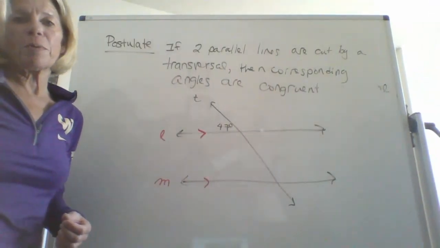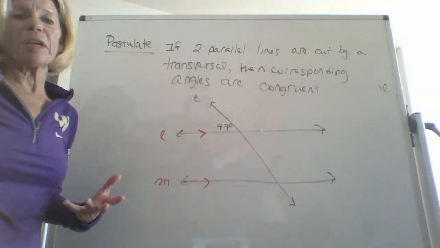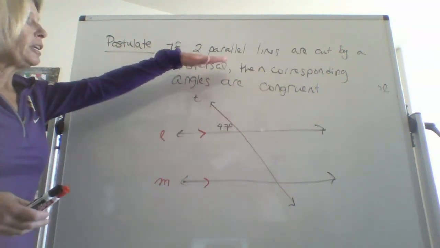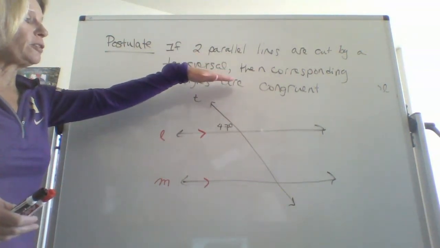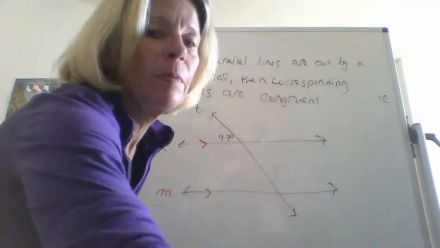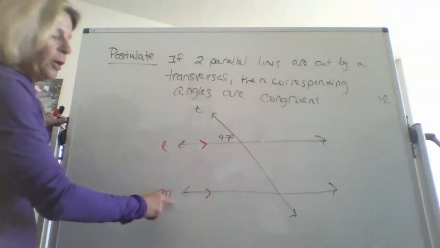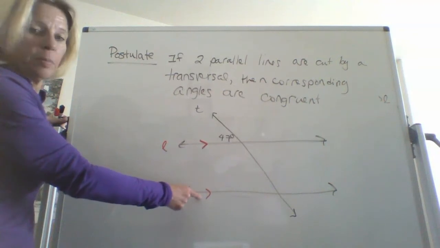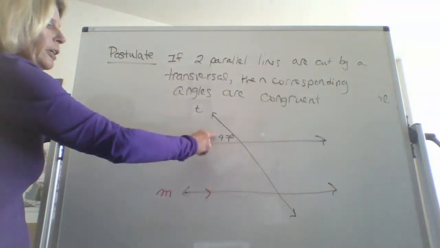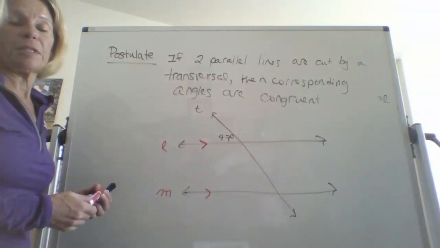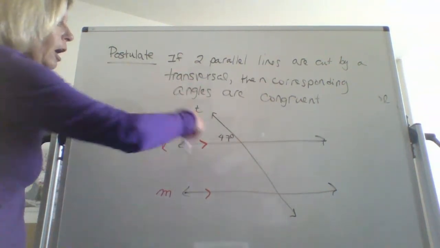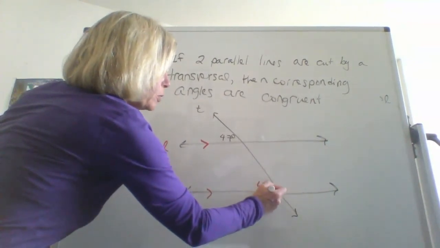Finally, we have a very important postulate that can help us find the measures of all of the angles in a pair of parallel lines. So, if two parallel lines are cut by a transversal, then corresponding angles are congruent. So, I have my two parallel lines. I know they're parallel because they're marked with the arrow, and the transversal T. If I'm given that this angle is 47 degrees, because corresponding angles are congruent, I know that this angle is 47 degrees.